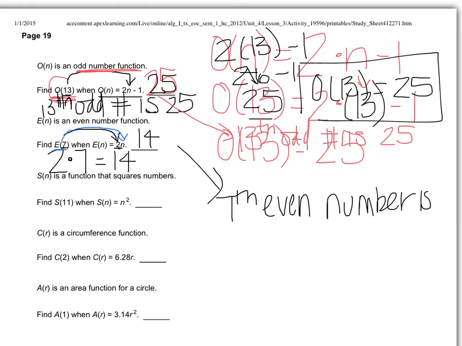So instead of 2 times n, we're going to do 2 times 7, which is 14. So what this means is that E of 7 equals 14. It also means that the 7th even number is 14.